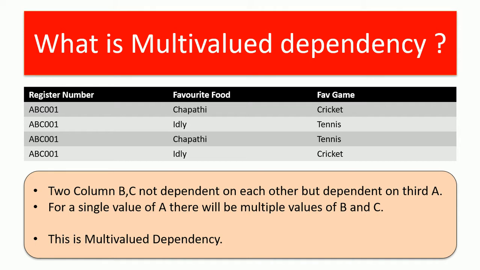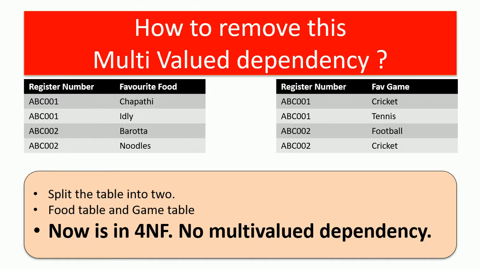So how the multi-value dependency can be removed is very simple. Just split the table into two: a food table and a game table. Simple. So in these split tables, for register number and favorite food, we have a single record, and for register number and favorite game, we have a single combination of record here. So now the table is in fourth normal form and multi-value dependency is actually removed. So there is no multi-value dependency.